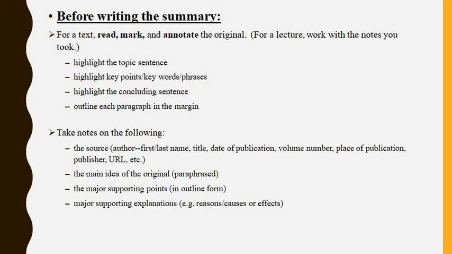So before writing the summary, highlight all these things: the topic sentences, which are very important, then the key points, the things which are important to highlight, and then the concluding sentence, and each paragraph outlined in the margin, and then the sources: who has written this article, the date of publication, the volume number and the place of the publisher, all these things.